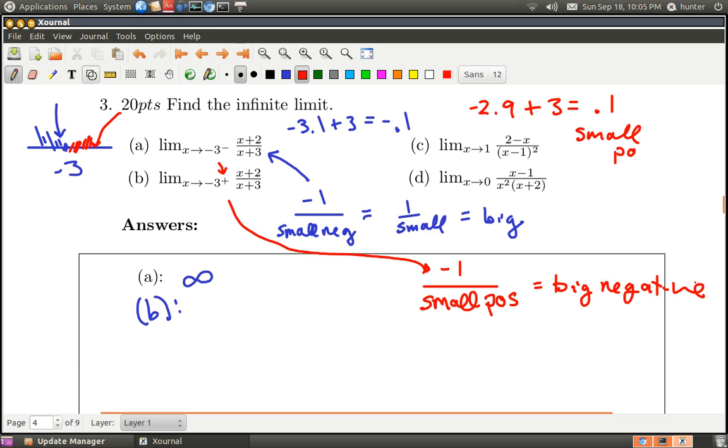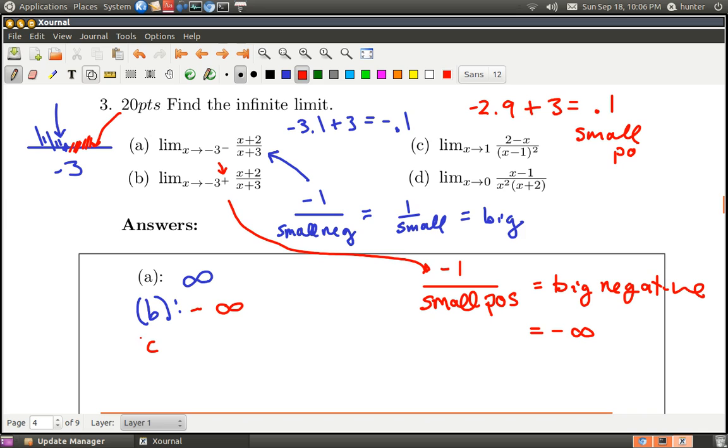And so when you do this kind of thing and you get big negative, that means that the limit is minus infinity. So the answer for B is minus infinity. And that's because as x gets closer and closer to negative 3, the small thing on the bottom is always going to be positive because we're going from the right. It's going to get smaller and smaller because it's getting closer and closer to 0. And so this is going to become a bigger and bigger negative. And so in the limit, it's negative infinity.